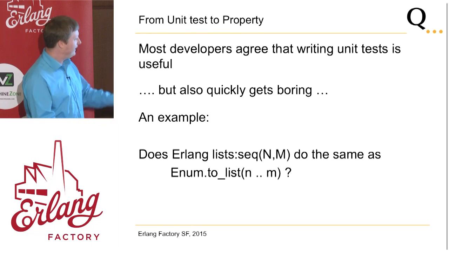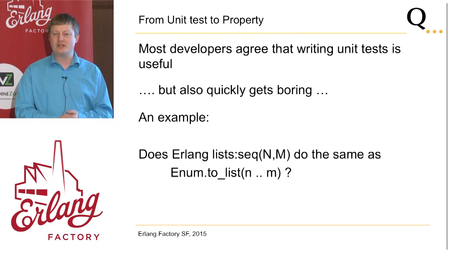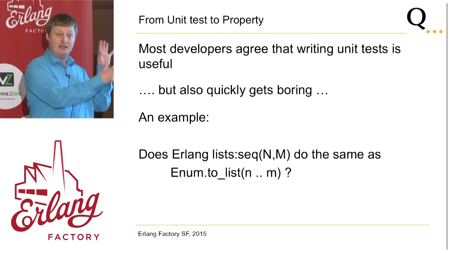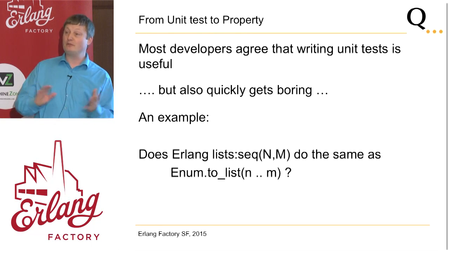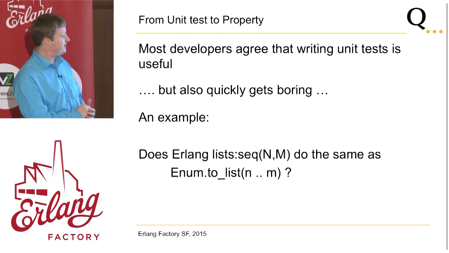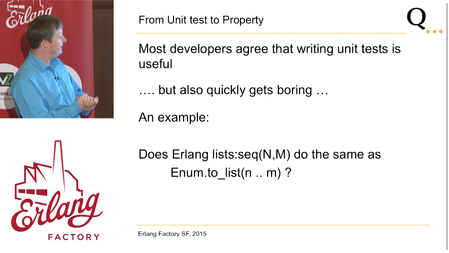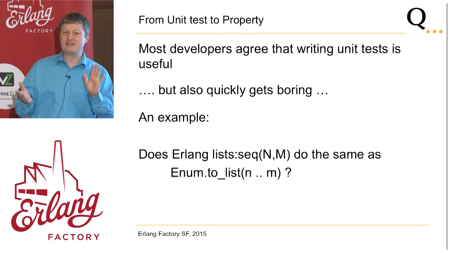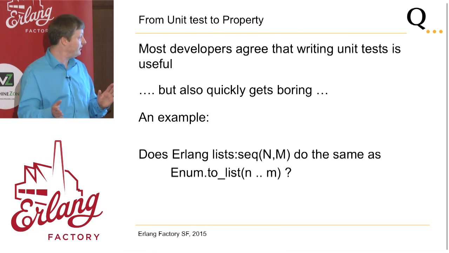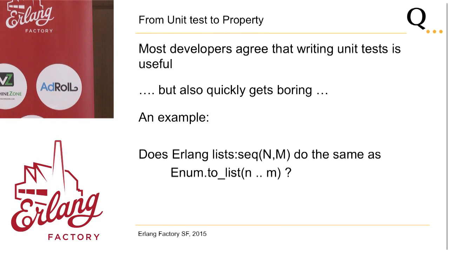So I'll show you a little example here. I want to do this half demo style so that you see how it works. It's much nicer to see how it works than to see slides that present something. The first example is we're going to test the lists sequence function in Erlang, which does the same as Enum.to_list on n..m. Who of you has never seen Erlang before? Okay, that's good. Who of you has never seen Elixir before? Okay, guys, this is how you write in Elixir.